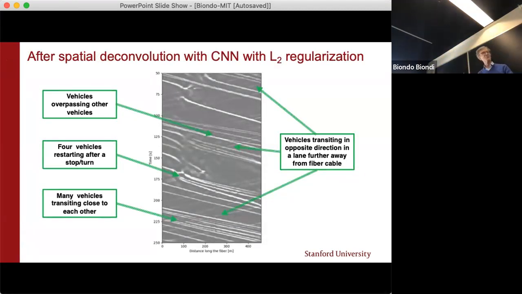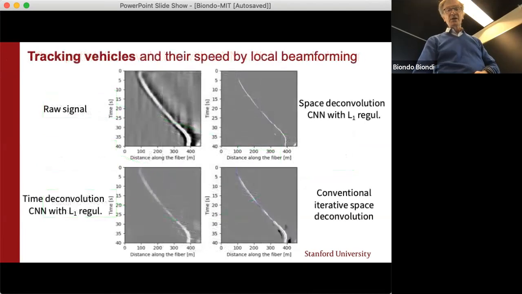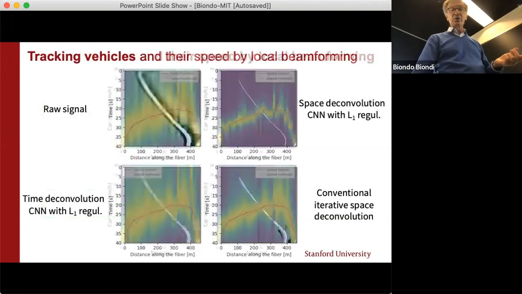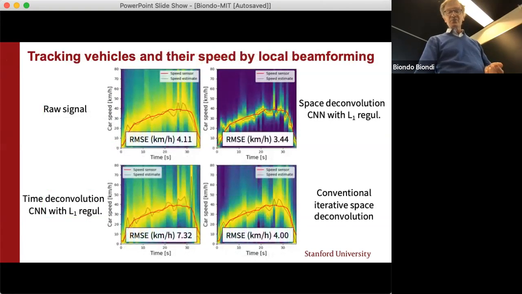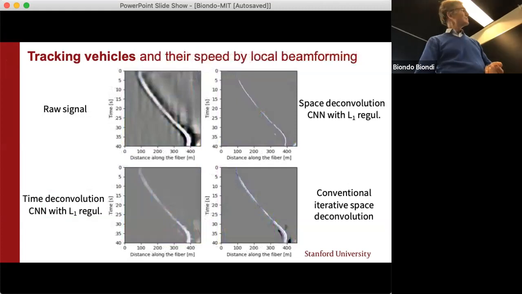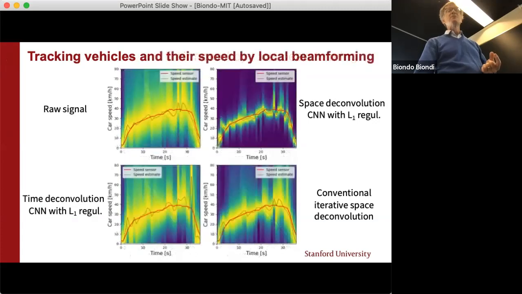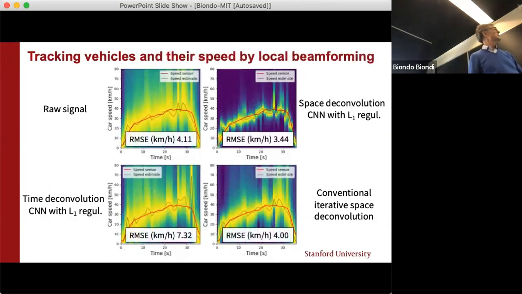So there are a few parameters that you can play with. Again, for the sake of time, I'm not going into too much detail. But once you do that, you can also track the velocity. From this piece of data, you can estimate the velocity of the vehicles by doing local beamforming, local slant stack. And these are from a different data set. And the important thing is this is the deconvolved one.